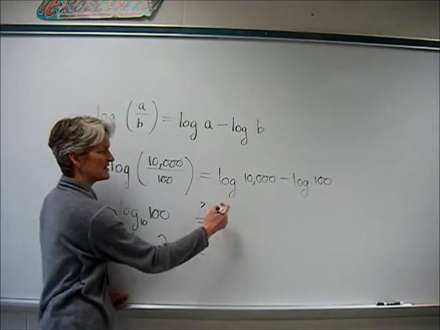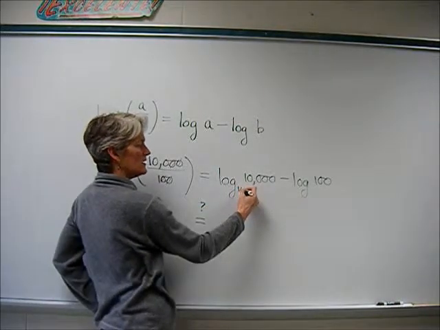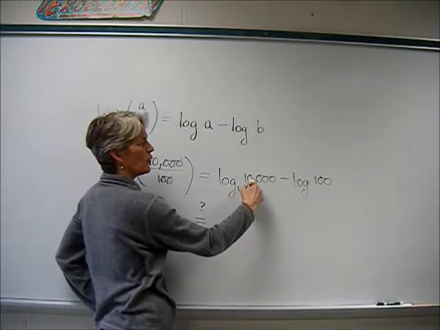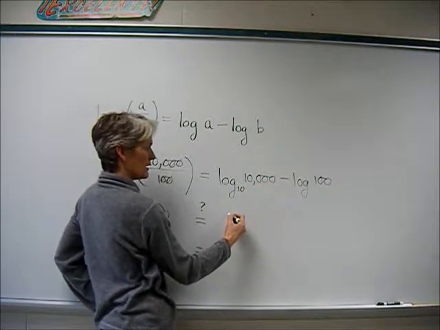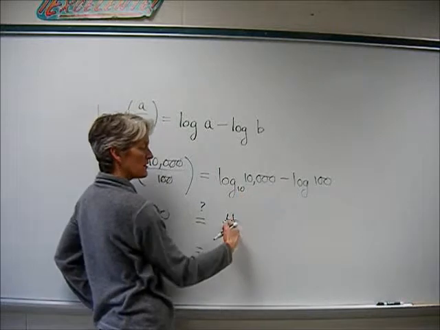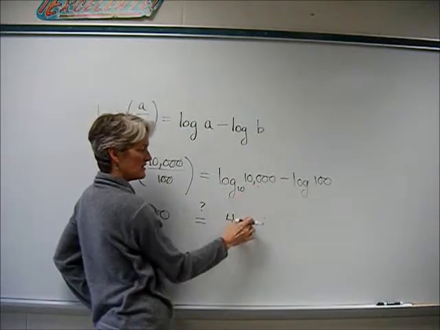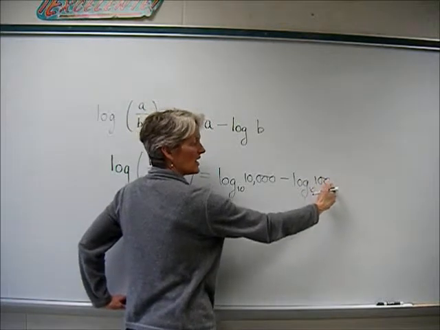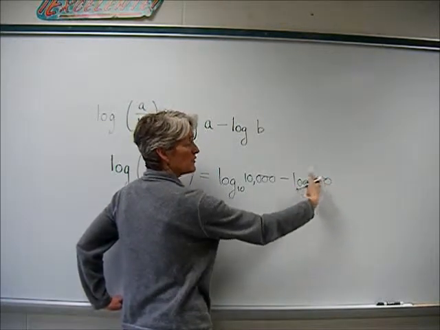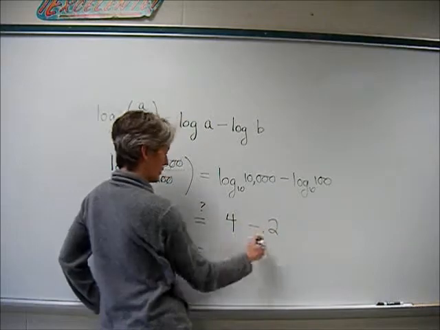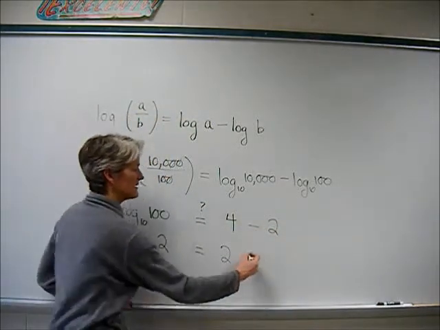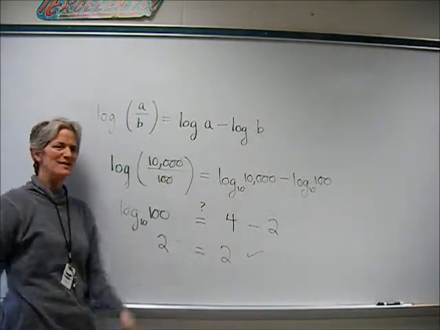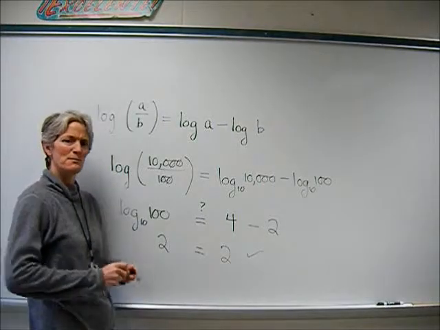Let's see if that equals this side. The log of 10,000, 10 raised to the 1, 2, 3, 4. 10 raised to the 4th equals 10,000. So this piece equals 4. Let's see, 10 squared equals 100, so log of 100 is 2. 4 minus 2, last time I checked, was 2. 2 equals 2. Isn't that amazing how this works?